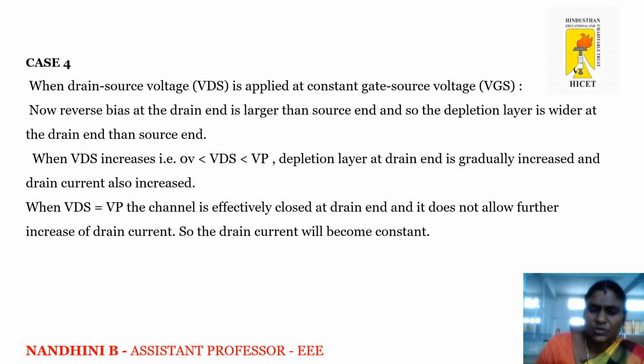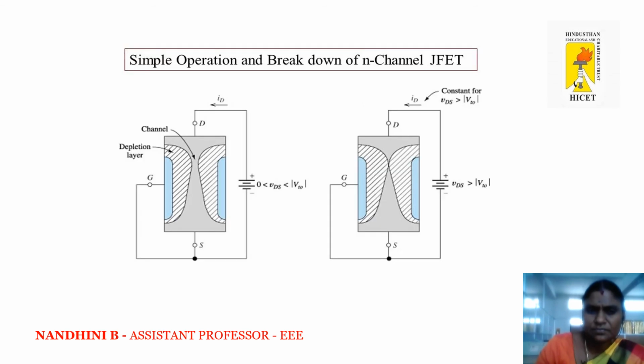When VDS is equal to your pinch-off voltage, the channel is closed. That is, if you increase your VGS more negatively and VDS is equal to your pinch-off voltage, your channel is totally closed at the drain end and it does not allow further increase of drain current. So drain current will become constant. That is the diagram over here. This is your pinch-off voltage, VP. That is your pinch-off voltage, right?